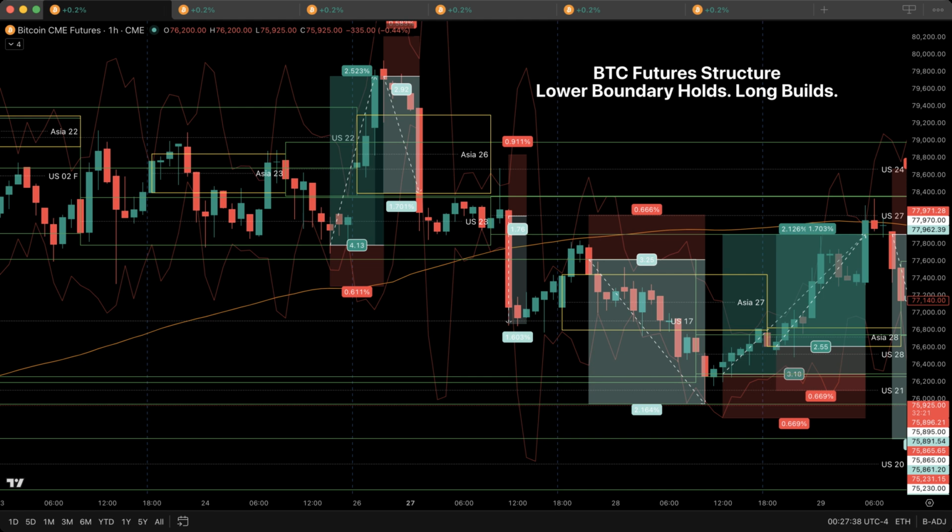Entry came from lower boundary holding. Stop came from deeper session memory. Target came from the next upper boundary. Trailing came only after movement was earned. That is the method. Not chasing, not guessing, not buying because price goes up. You wait for the lower boundary. You watch sellers fail. You enter when price moves away. You protect below real failure. You take profit at memory. Then you trail only when the trade earns it.